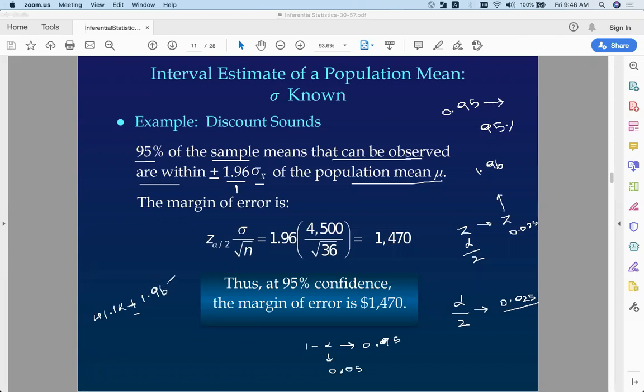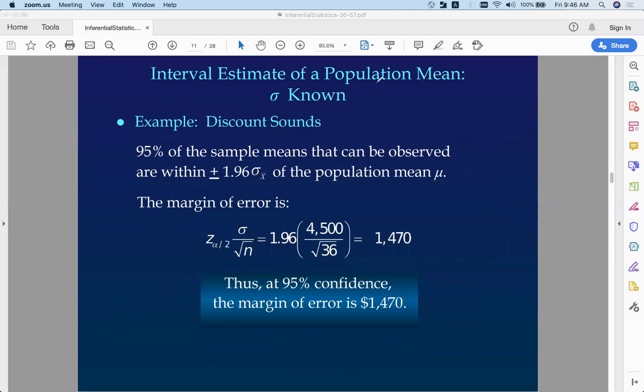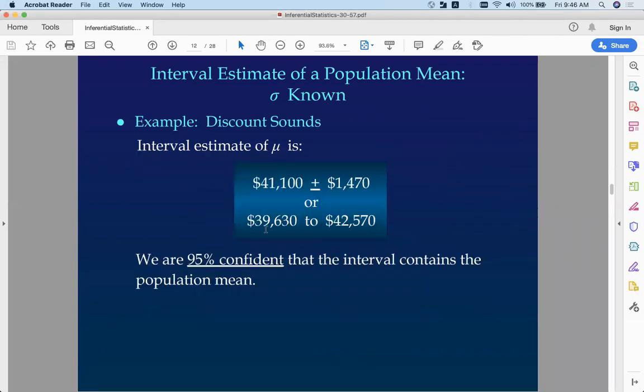Okay. Then multiplied by what is the sigma? Sigma is basically 4,500 divided by square root of n. So n is basically 36. If you compute all this, you'll get an interval estimate of $39,630 to $42,570. We are 95% confident that this interval contains the population mean.